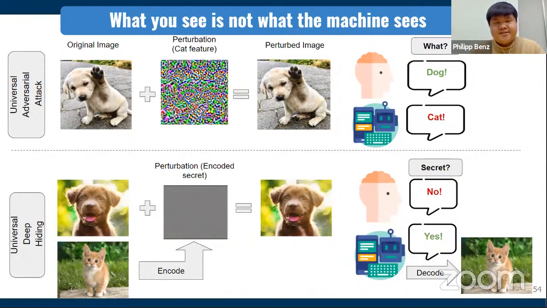Then we try to extend the insight that we get from the universal adversarial attack to the concept of universal adversarial hiding, to the concept of universal deep hiding. For example, here we have an original cover image, which has a dog. Then we can add one very small, again human imperceptible, perturbation into it, and you get this new image. Now if we present this perturbed dog image to a human and ask, what do you see here? Do you see any hidden secret? Probably not, you only see a dog image. But actually this dog image has a very cute cat inside it.